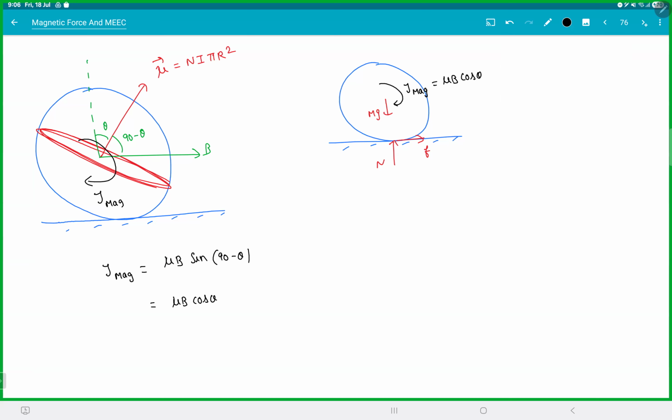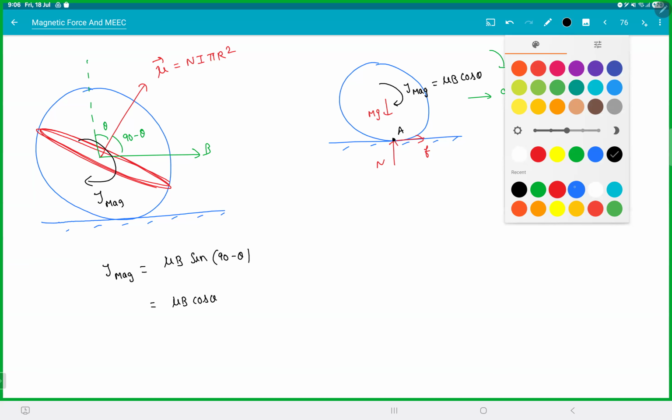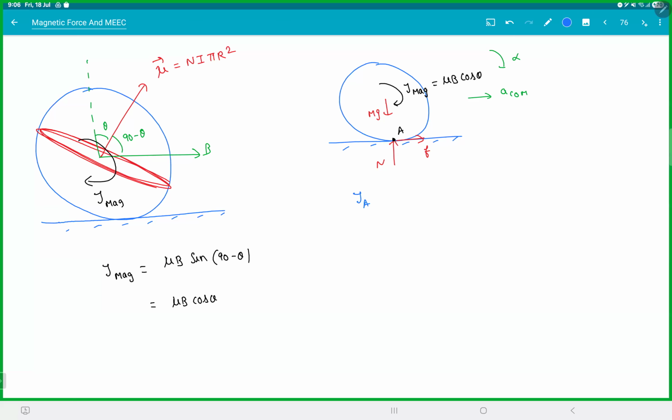Now you tell me, if there is no slipping, what is the best point to take torque? The bottommost point. So this will have acceleration of center of mass and this will have alpha. So we will choose the bottommost point, torque about A. If you take torque about A, the advantage is the torque of F is 0, of N is 0, of mg is 0, all are gone. The only thing left is magnetic torque. So torque for a couple, no matter about which axis you take, it will remain same.